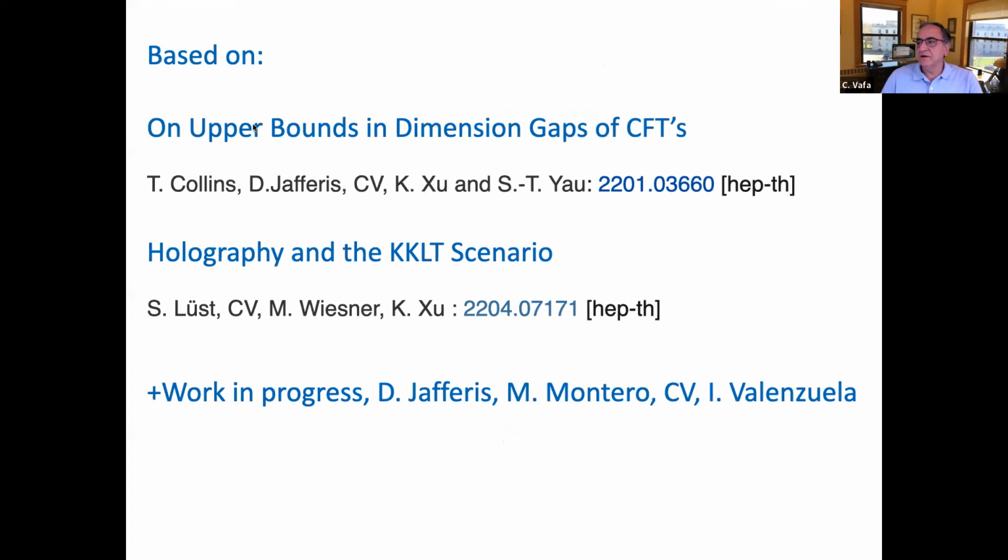So I'm going to talk about geometric obstruction to scale separation. This is based on a few papers. One is the paper with Collins, Jeffries, Chu, Yao, which appeared in January, on upper bounds in dimension gaps of CFTs. And the other one is a paper with Severin Lust and Max Wiesner and Kai Chu, again, in April, on holography and the KKLT scenario. So I'll be talking about these two. I will refer to some aspects of some ongoing work with Jeffries, Montero, and Valenzuela as well in this context.